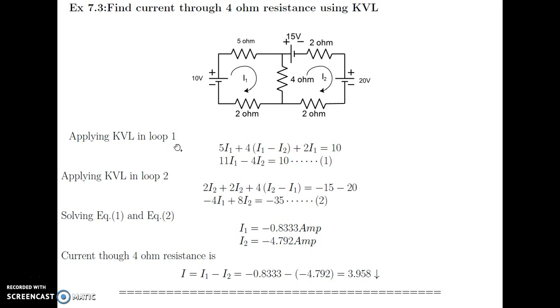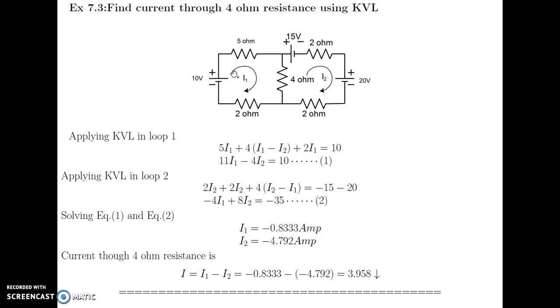Applying the KVL in loop 1, we start with this terminal. The current flowing through the 5 ohm is I1, so 5 I1, plus the current through the 4 ohm is I1, but I2 is also flowing through this 4 ohm in the opposite direction of I1. So we take 4 times (I1 minus I2), plus 2 I1. That is the voltage drop. The sum of the voltage drops is equal to the EMF source.